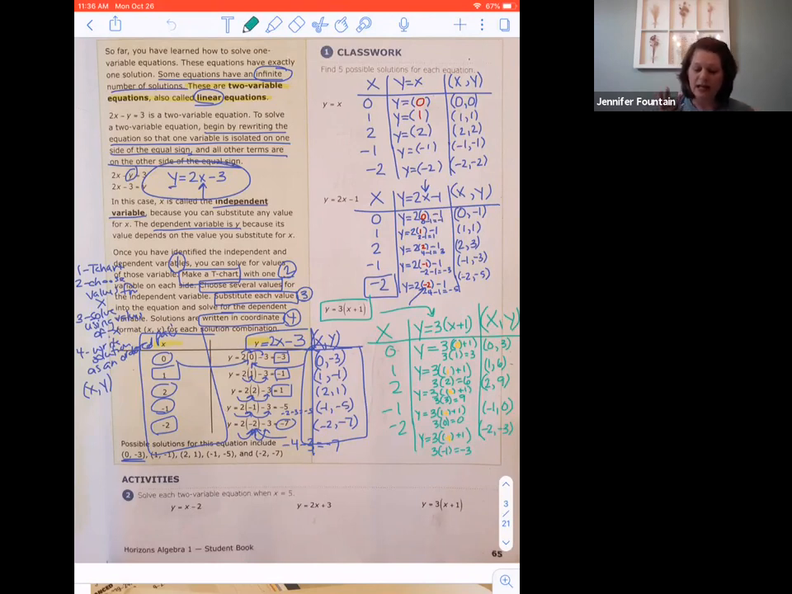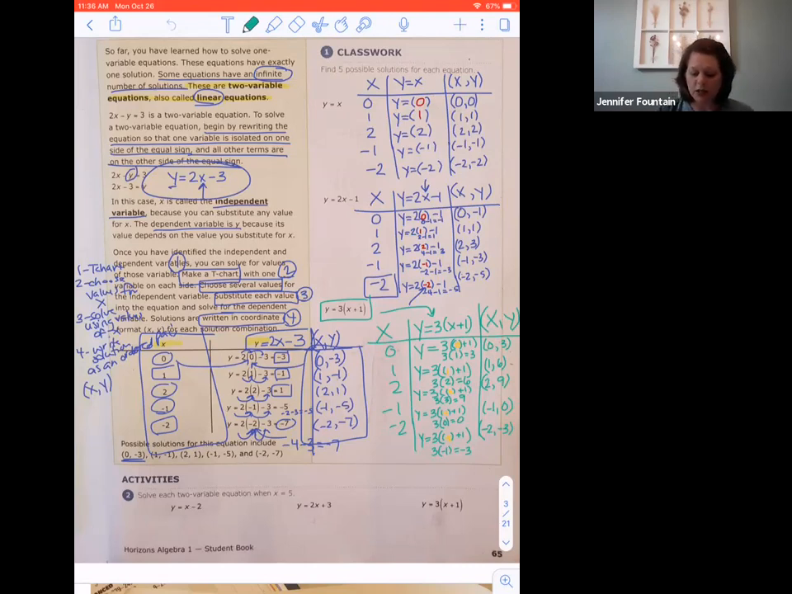Step 3 is to substitute each value and do the calculation. And then step 4 is to write your ordered pair, your coordinate pair, okay? So that's what we did with each of these. We made our chart, we chose our values of x, we substituted them to solve for y, and we wrote our answer as an ordered pair. Any questions about that?